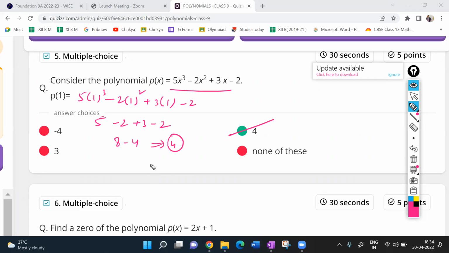Correct? Any doubts? No, sir. We can't save this. I can clear it immediately. Shall I clear what I wrote? One second. Yes, sir. Go ahead.